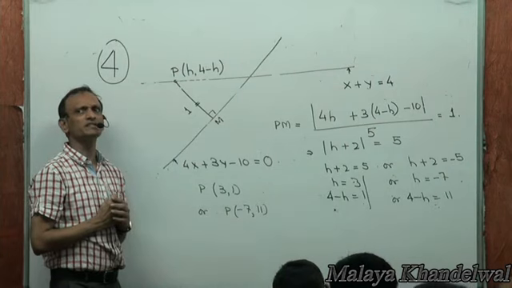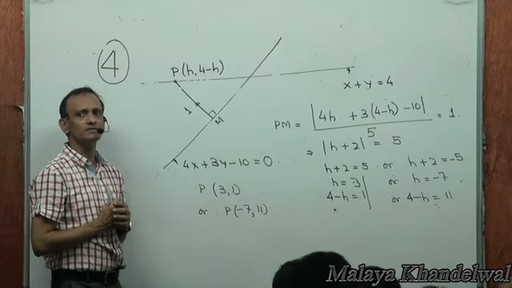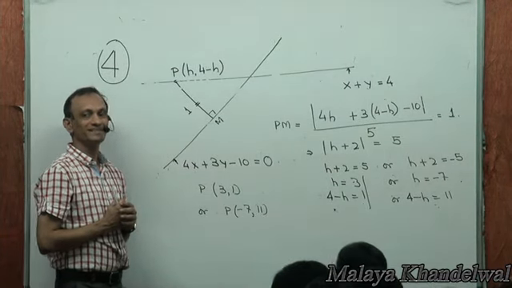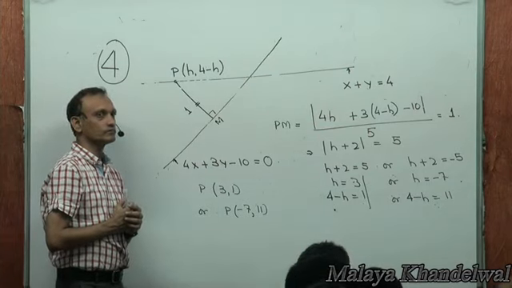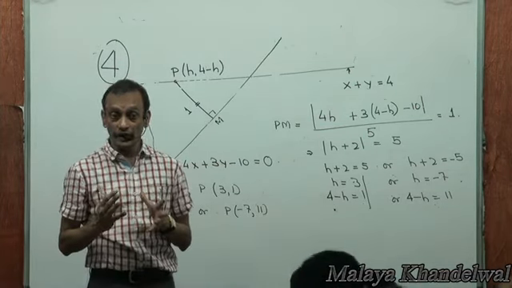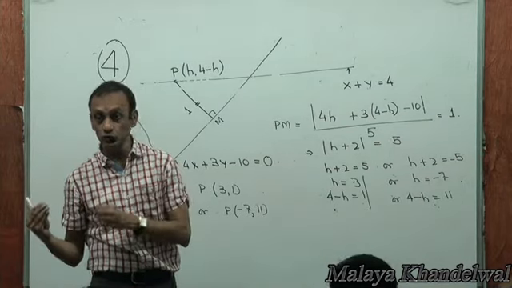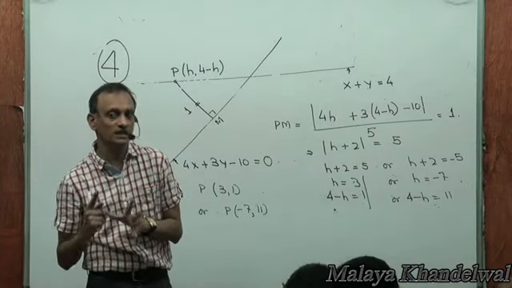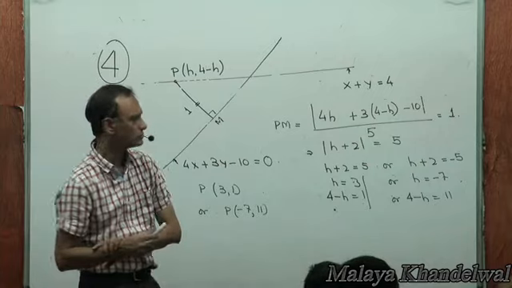No, that was angle bisector. That was angle bisector. Right? Only if I want to determine acute angle, obtuse angle, I said if a1 a2 plus b1 b2 is less than 0, only in that case I said. Otherwise there is no compulsion. No.